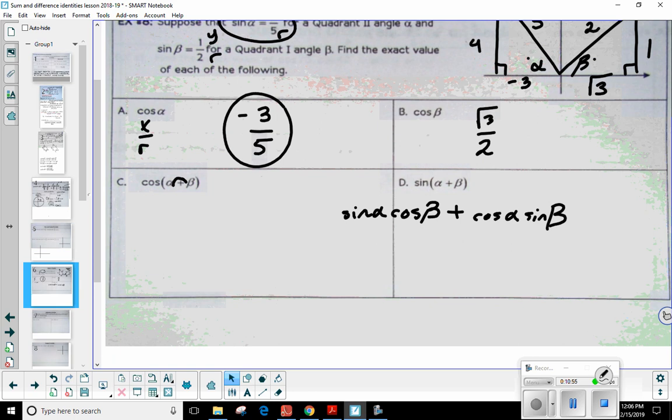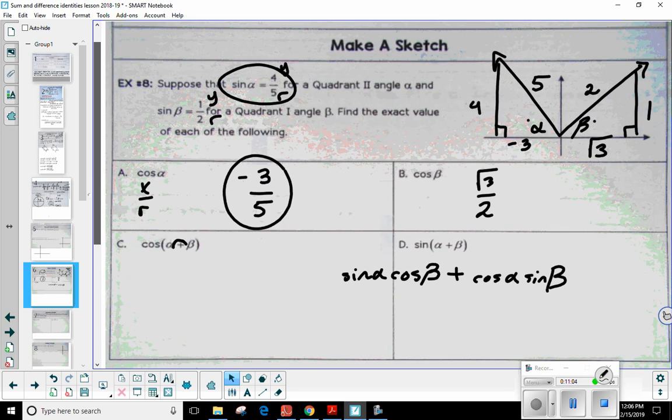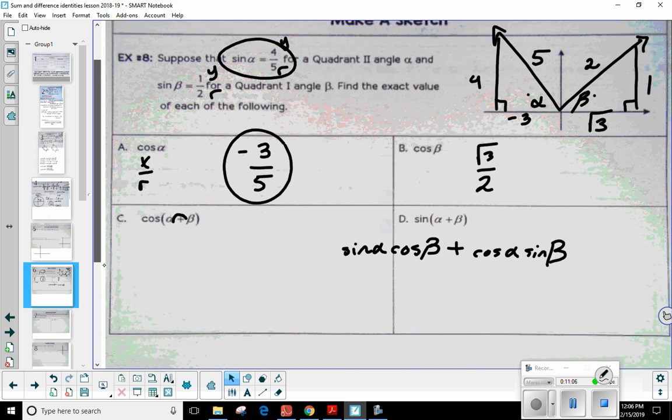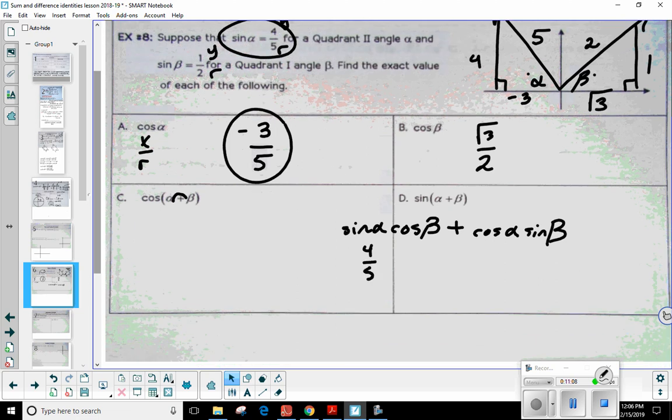And see, we still don't even have to do really any extra work. We already know each of these four. What was sine of alpha? Yeah, that was what we were originally given. So I'm just going to replace sine alpha with 4/5 times. What was cosine beta? Square root of 3 over 2, plus cosine alpha.